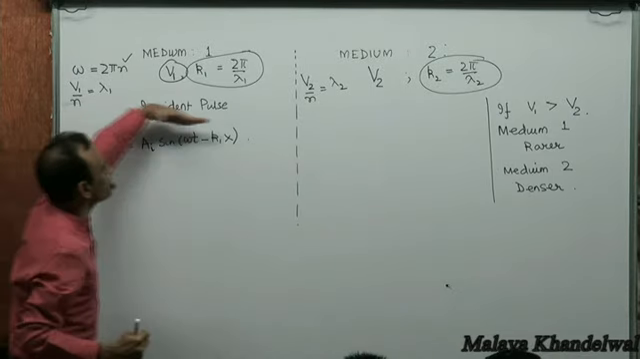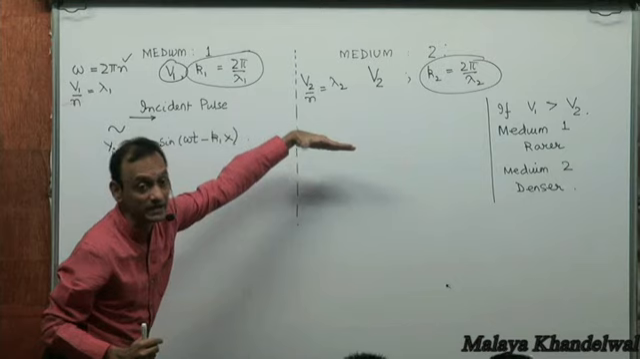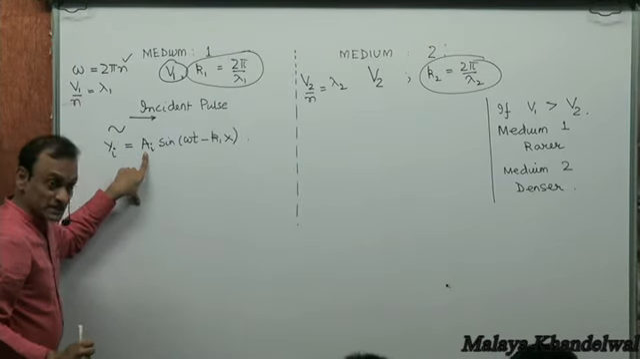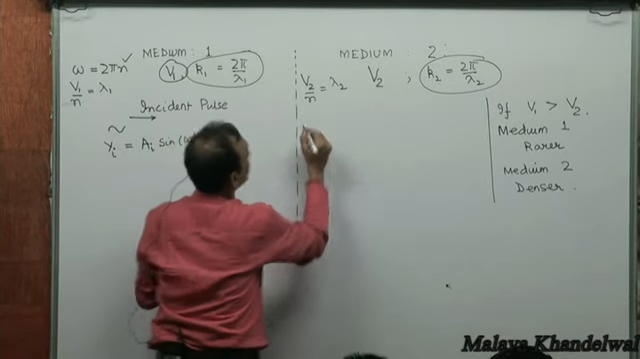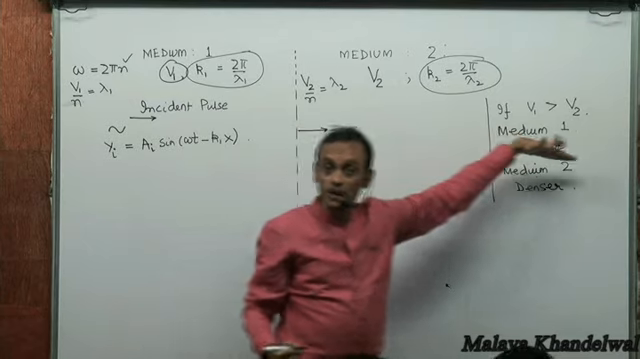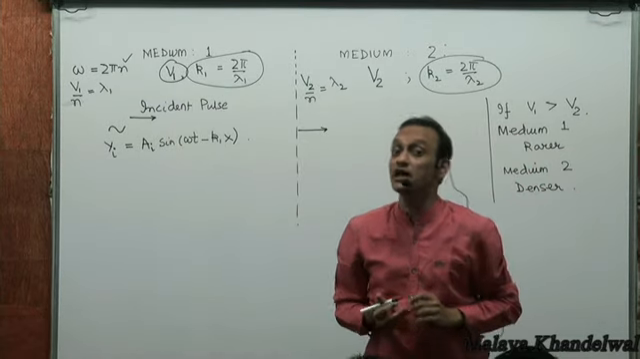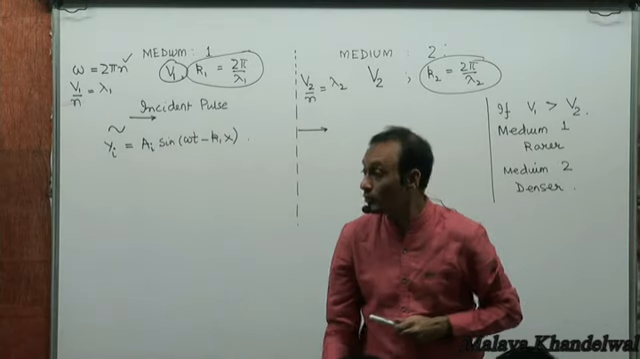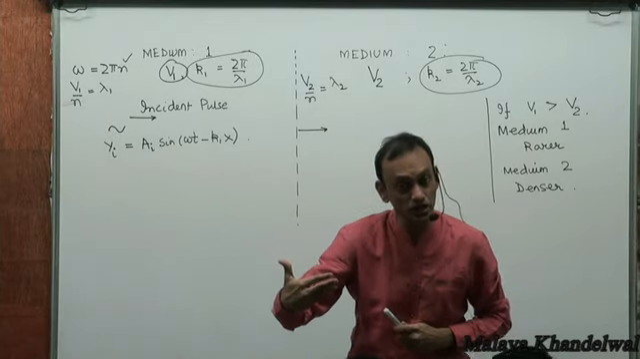So this is an incident pulse, y = A_i sin(ωt − k1x). A_i is the amplitude of the incident wave. Part of the incident energy gets transmitted, and in the process of transmission, what does not change? Omega. Omega will not change, right?